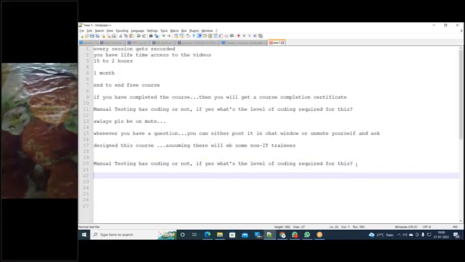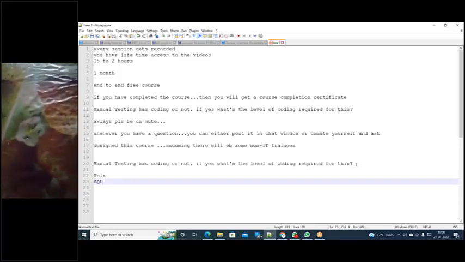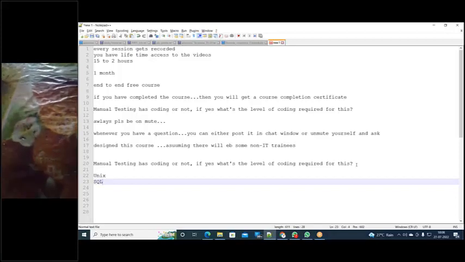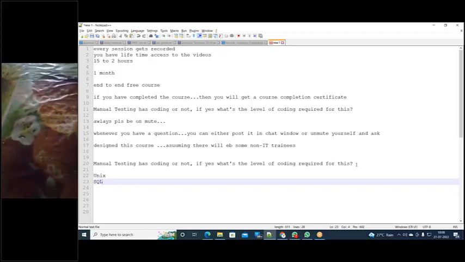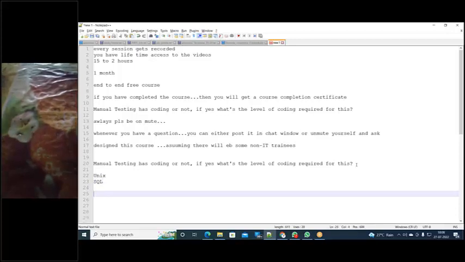Yes, there will be a little bit of things that you might have to learn, like a few Unix commands and a few SQL commands, which you will have to learn after this course, which will help you crack an interview. Just manual testing might not help. You will have to learn this Unix and SQL, which I'll tell you where to learn from. But once you learn those, I think you are good to go. But there's absolutely no coding required, Rohit. I hope I've answered your question, Rohit.